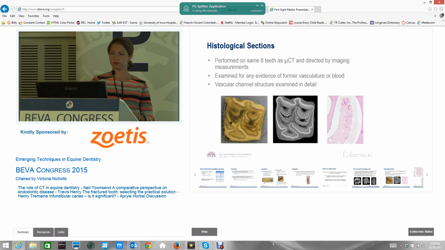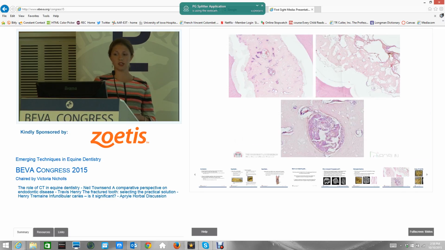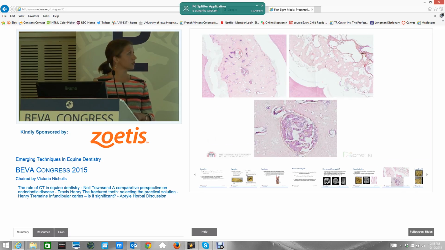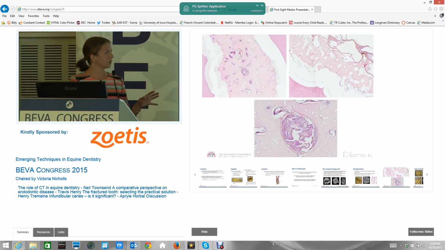Histology was then performed. So we performed histology on the same 8 teeth using the micro-CTs to direct us where to make our sections. And the vascular structure was then examined in detail in the infundibulae. As you can see here, the histology is great as far as assessing these central vascular channels and also finding tissue debris and feed material within the vascular channels and seeing these lateral branches which aren't visible on any sort of imaging. No matter how detailed these micro-CTs are, you still can't see those very small lateral branches. And you can also see the material impacted into them as well.